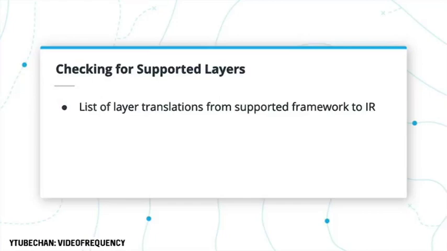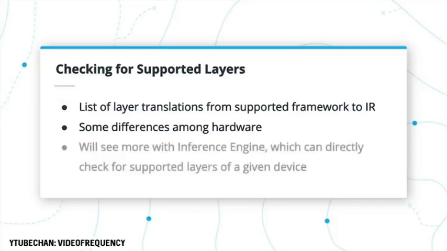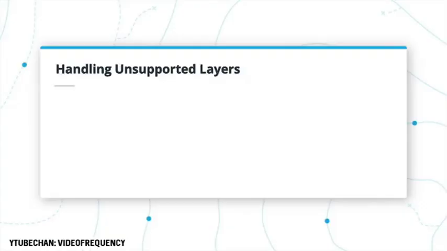There's also a further point regarding certain hardware. On CPUs, for instance, there may be certain intermediate representation models that are directly supported, while others are not. We'll see more on this with the inference engine, which can actually directly check for the supported layers for a given device. So what happens when a layer isn't supported by the model optimizer? Are you stuck? One potential solution is the use of custom layers, which we'll go into more shortly.